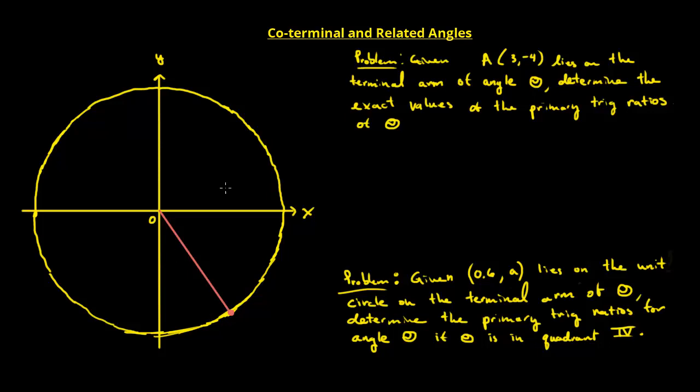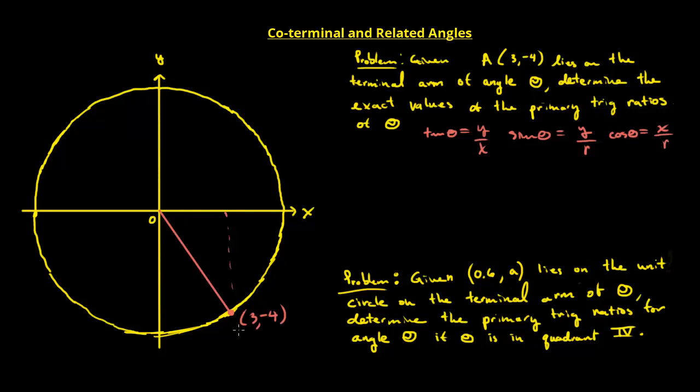So let's sketch this out. And so that means that this is (3, -4). Now, something to think about is that remember how the primary trig ratios are defined. The tangent of an angle theta is the y value divided by the x value. The sine of an angle theta is equivalent to the y value divided by the radius. And the cosine of angle theta is equal to the x value divided by the radius.